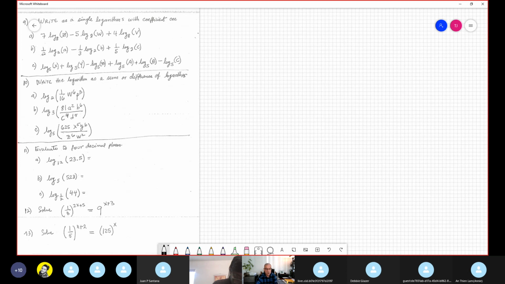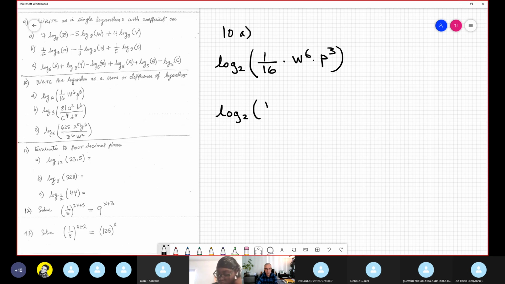Let me try to do the first one, and you help me with the second and the third. For example, 10A. 10A is logarithm base 2 of 1/16 times W^6 times P^3. Then you write it as a sum of 3 logarithms. The first logarithm is logarithm base 2 of 1/16 plus 6 times logarithm base 2 of W. Leave it like that because it's a variable. In this case, I need to compute that part. Plus 3 logarithm base 2 of P.